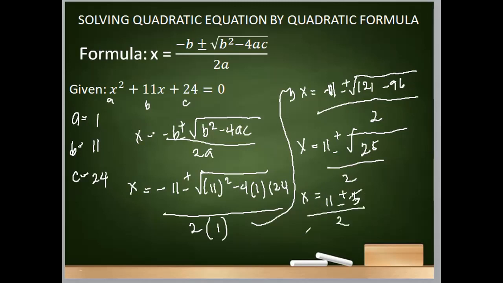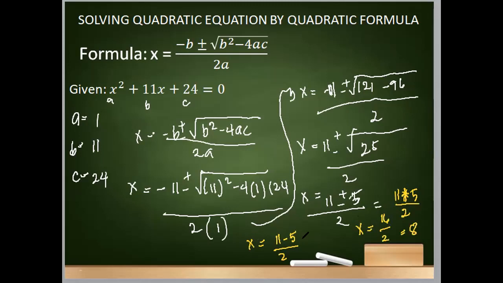Okay. So let's separate the two, it will become, I'm going to use another color so we won't be confused. So x is equal to negative 11 plus 5 over 2, and x is equal to negative 11 minus 5 over 2. Okay, so x is equal to negative 11 plus 5 over 2, and 16 divided by 2 is equal to 8.